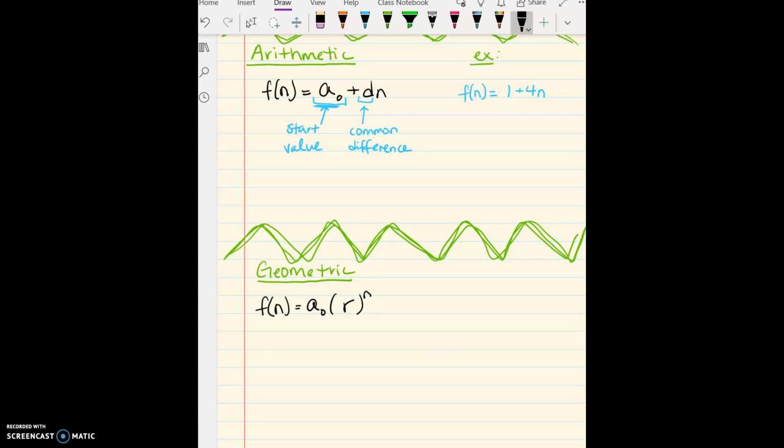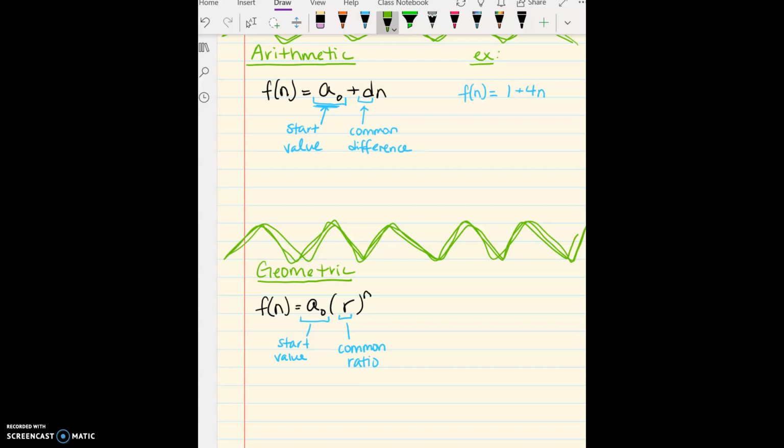Because remember, when you multiply something over and over and over again, you can shorten that by saying it's 2 to the whatever power. So now remember, this right here is still our start value. That's not changing. And then this r is our common ratio. So it's whatever you're multiplying by.